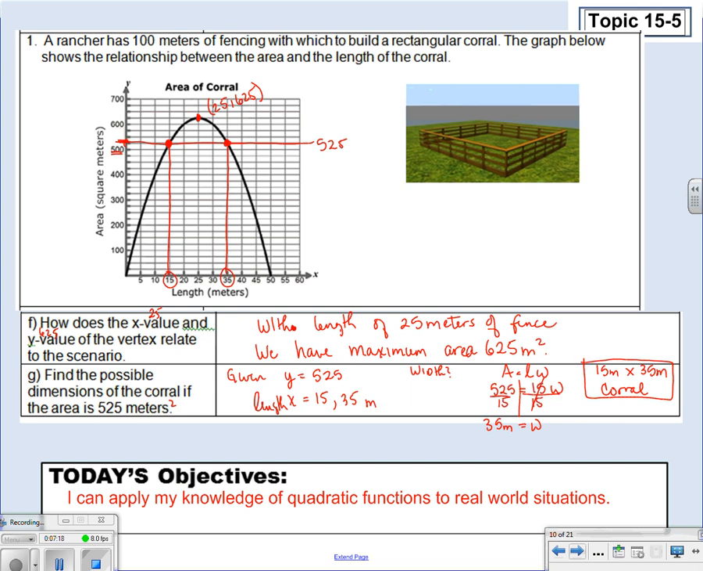Now it just so happens that my width was 35 meters, so I don't have to figure out what happens if my length is 35 meters. I know my width is going to be 15 meters. In this case, it happened to give us both of them. So the dimensions again are a 15 meter by 35 meter corral.